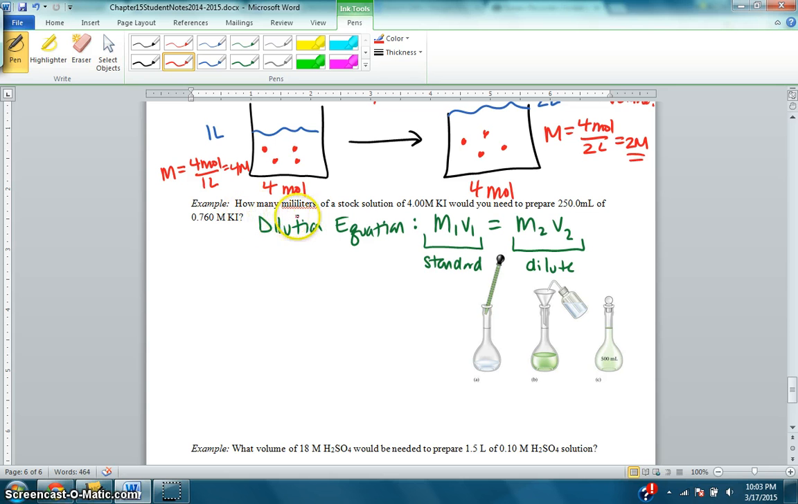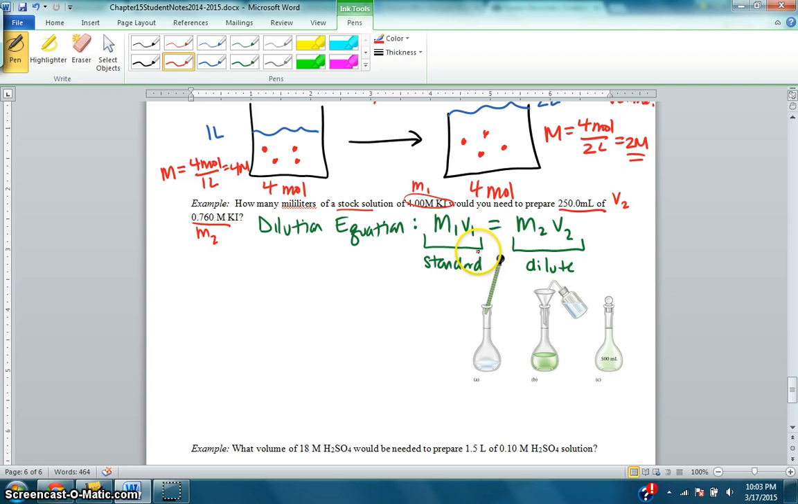So when we're doing these types of problems, we want to identify what pieces of the equation we have, and we solve for the unknown variable. So for example, how many milliliters of a stock solution of 4 molar KI would you need to prepare 250 milliliters of 0.760 molar KI? So if I read through this, it tells me my stock solution, or my standard solution, is 4 molar. So this would be my M1. And I want to know what volume I would need to prepare 250 milliliters of this concentration. So this would be my V2, and this would be my M2.